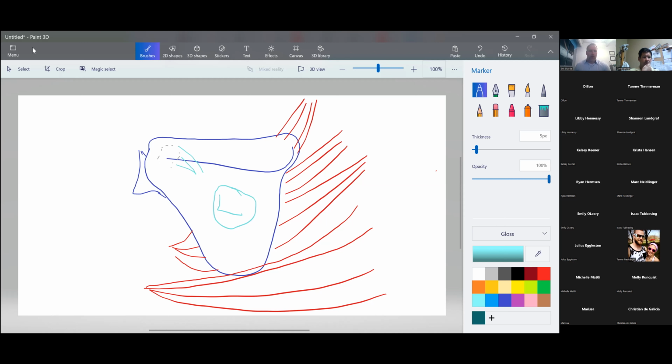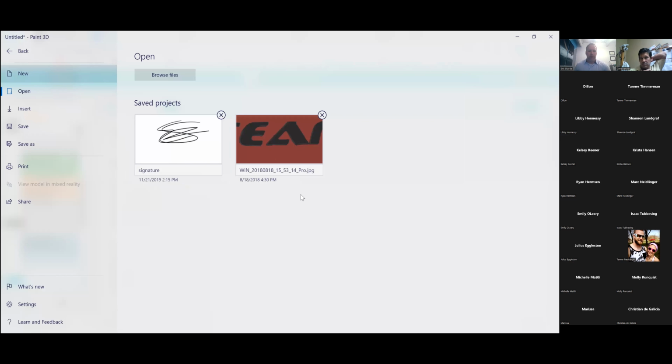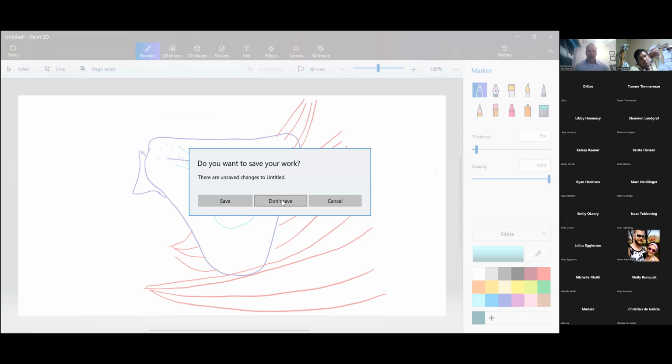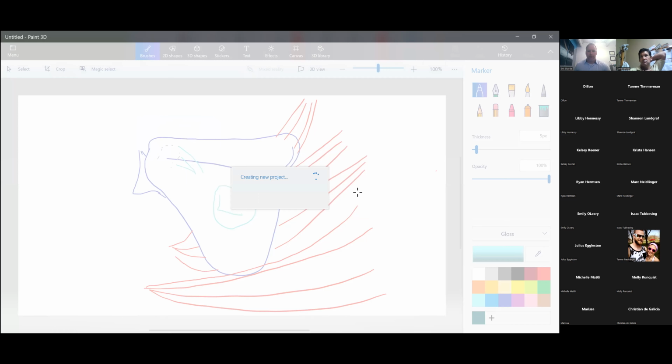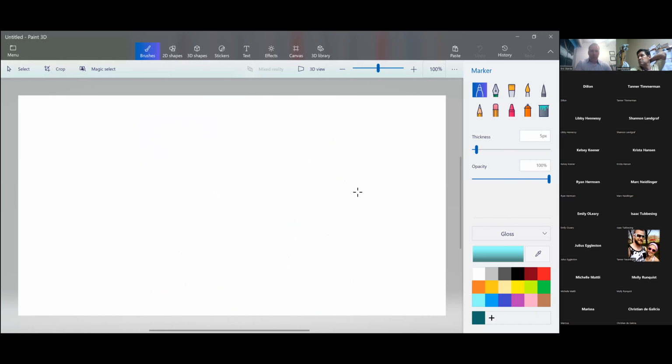Okay, so let's do. How do I do a new thing here? Where's my button? All right, so we've got, oh, this is not good. Let's not do that. Let's do a dark color here, shall we?